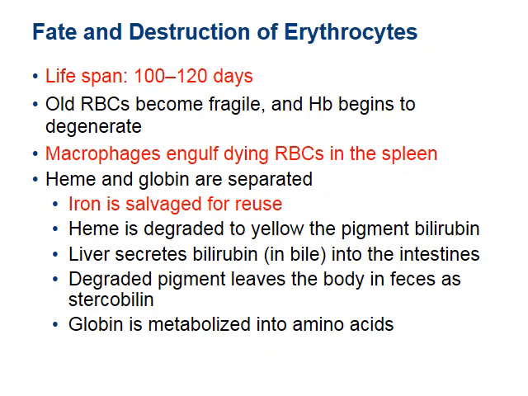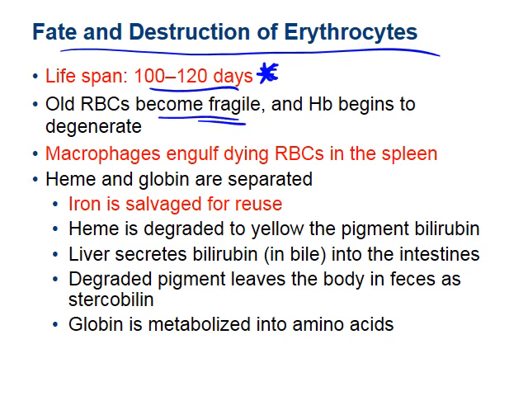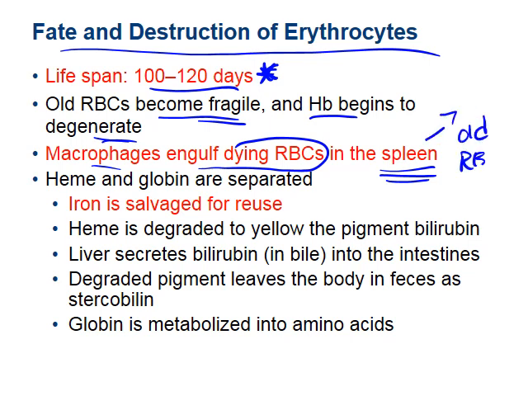I don't want you to get too caught up in the destruction of erythrocytes. I'm going to show you the image in just a second. I've kind of focused on the points that are important. So what's the lifespan of erythrocytes? They can last for 100 to 120 days, but eventually they become fragile. I mean, they're being pushed through this tube system with some force. So the hemoglobin begins to come apart. Macrophages are going to engulf the dying red blood cells in the spleen. So the spleen is where you have old red blood cells, and we'll talk more about that when we get to immunity.